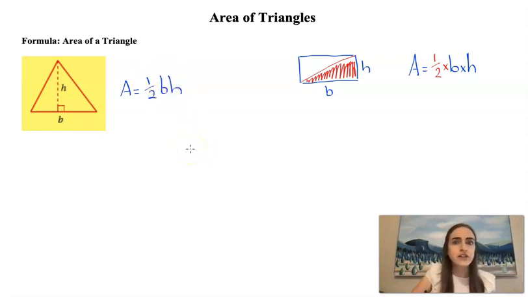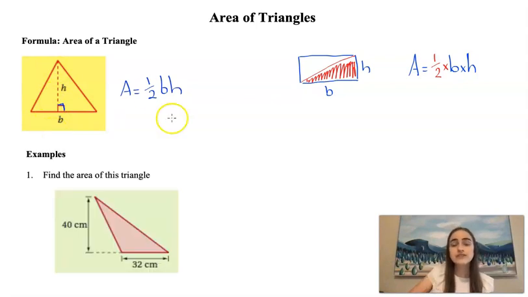It is very, very important though that our base and our height, the two measurements we use, are at right angles to each other. They have to be perpendicular. So we're not saying the base and the length of one of these sloped sides here. It has to be the perpendicular height. Let's have a look at some examples.